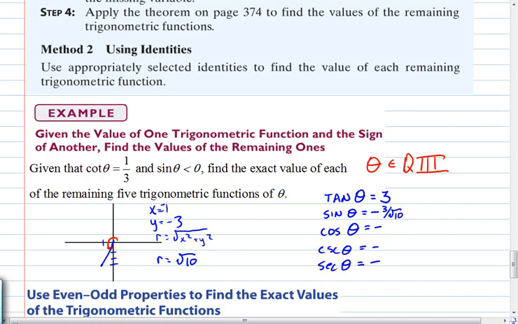But negative 3 over the square root of 10 can be rationalized to what? Negative 3 square roots of 10 over 10. If I know sine, I also know cosecant. What is cosecant? Square root of 10 over 3. Can I figure out cosine? Negative square root of 10 over 10. And secant is negative square root of 10. To go from here to here, I just rationalize the denominator.